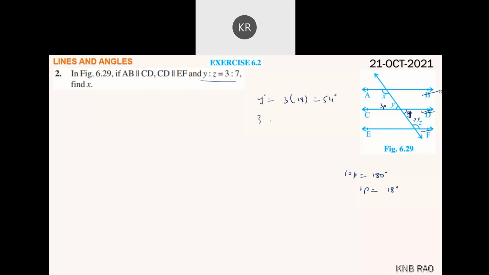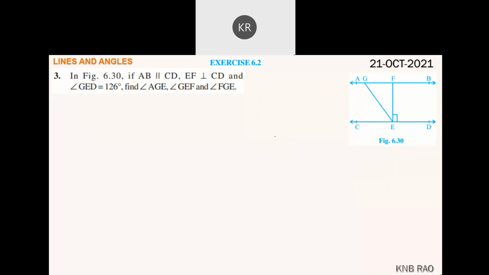Z equals 54 minus 180, so 126 degrees. The value of x is obviously 126 degrees. So x equals z, and 126 degrees will come. Yes, correct. You know how to do it, right? Yes, sir. Moving on to question number 3.